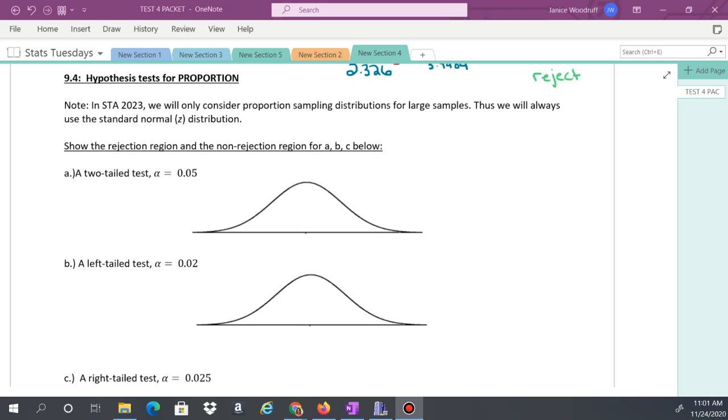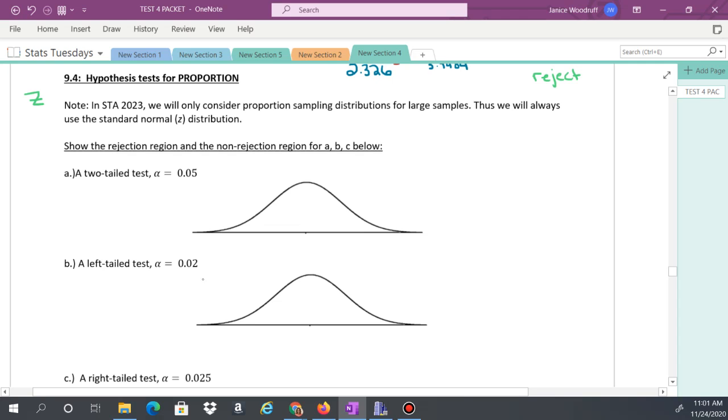So 9.4, now you're doing the hypothesis test for proportion. So for proportion, z value. Okay, so these are all going to be z's. So we're going back to the z table. So let's see. We only consider proportion sampling for distributions with large samples. So we use the z distribution.